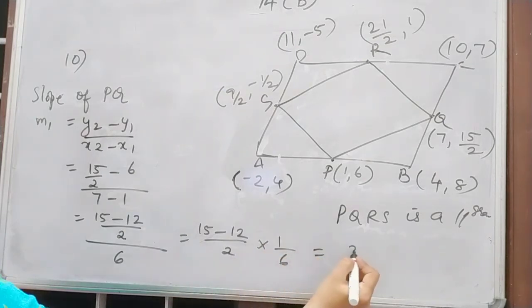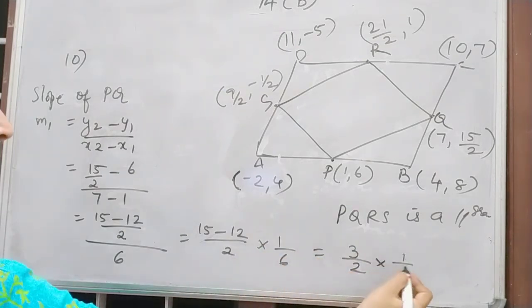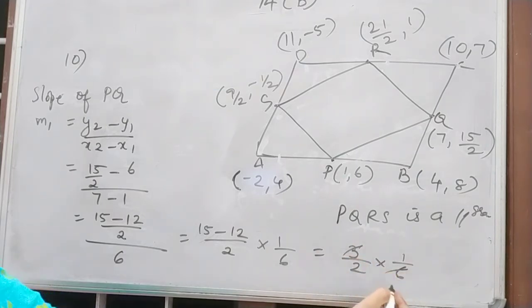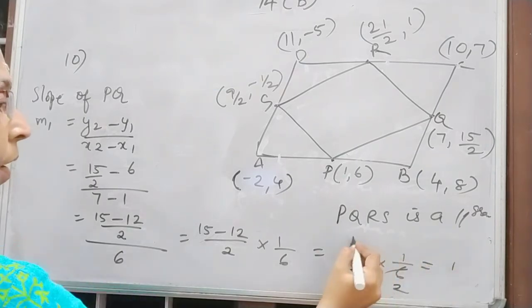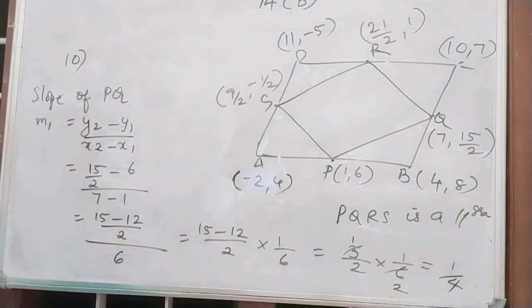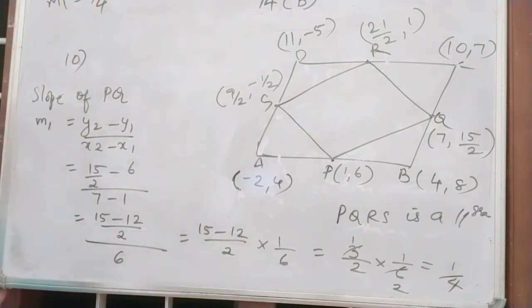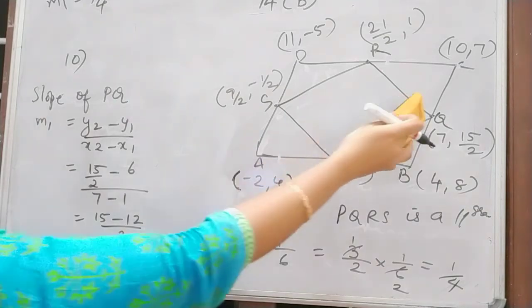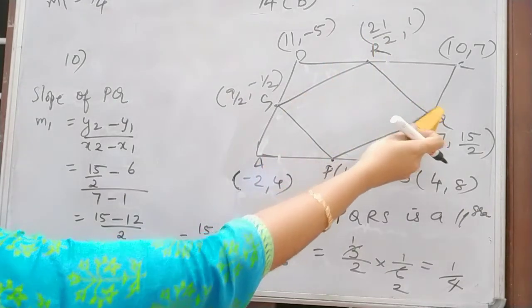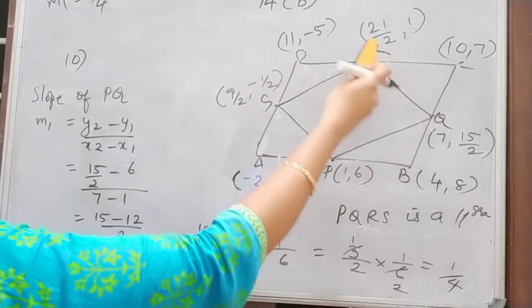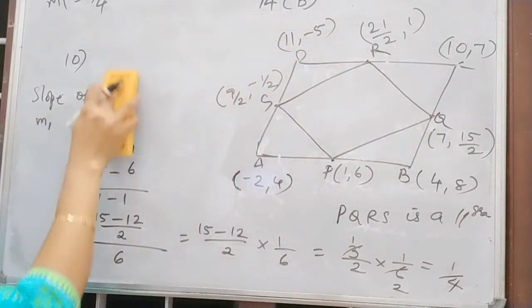That is equal to 3 by 2 into 1 by 6. 3 and 6 cancel 2 times. So 1 by 4. So the slope of PQ, m1, is equal to 1 by 4. Next we have to find the slope of QR. We got the slope of PQ as m1. The slope of QR we have to find out, that is m2.